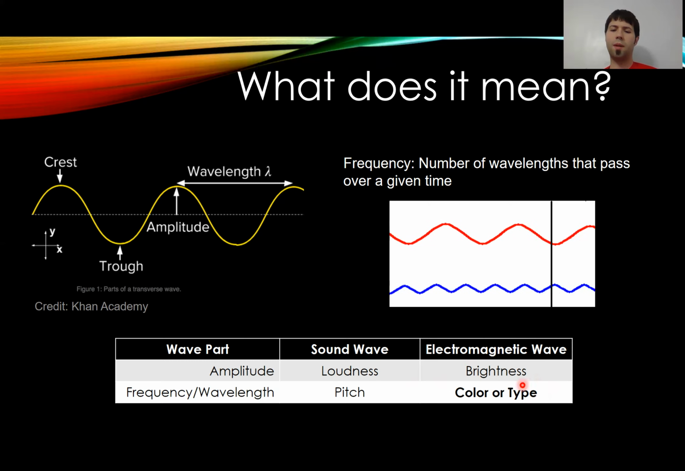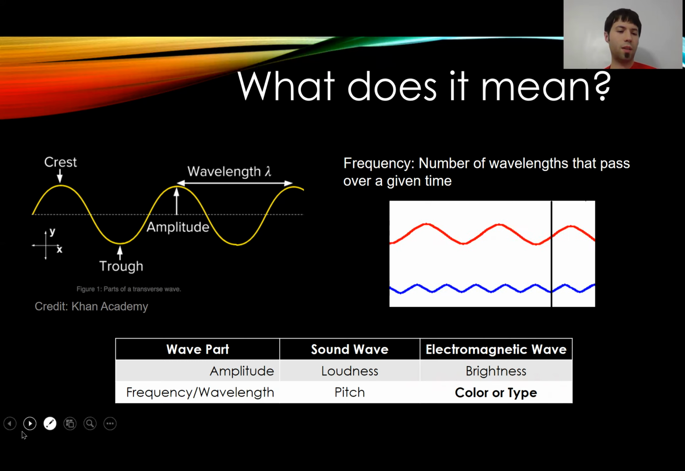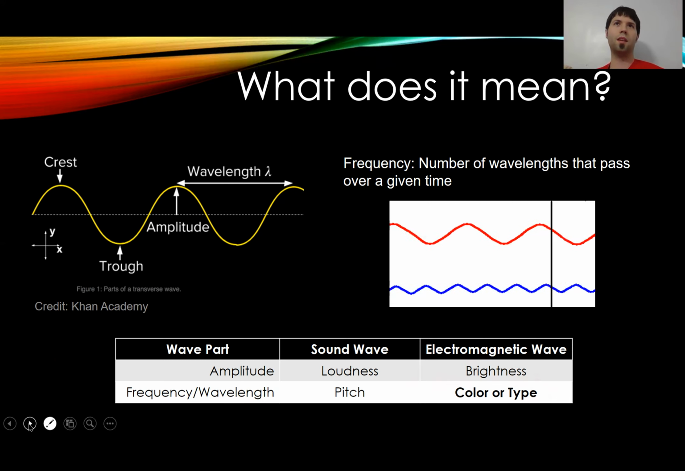And so what do I mean by type? Why can't I just say color or type? Why can't I stick to one or the other? Well, it's because when it comes to light waves, we cannot see all the different colors or types of different light that are out there.